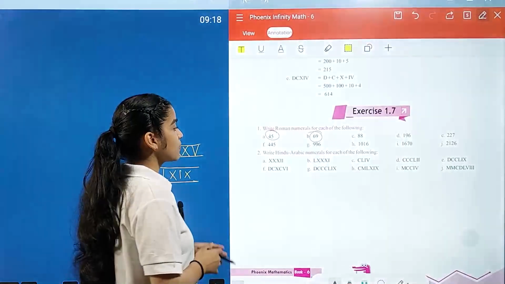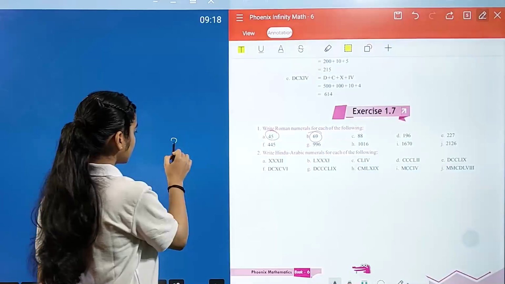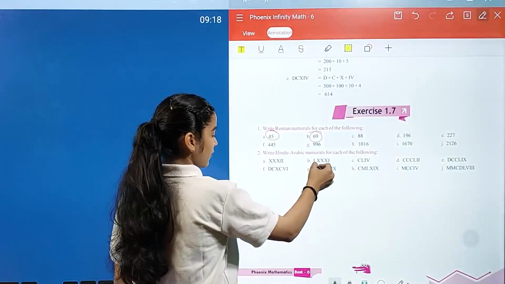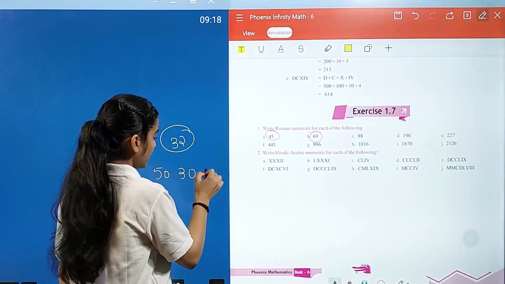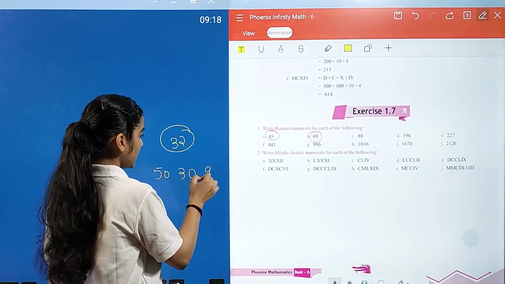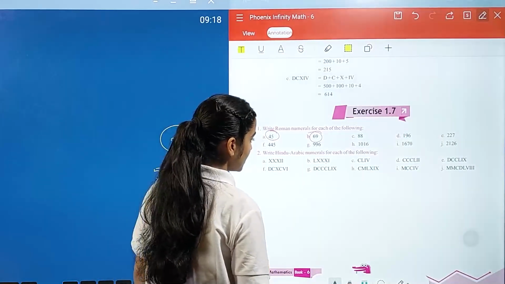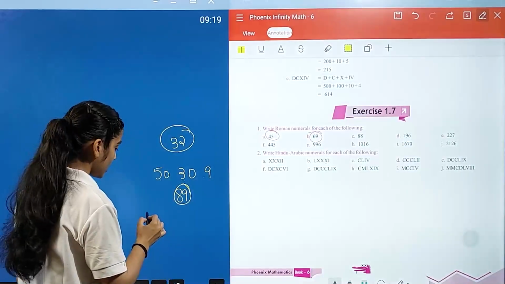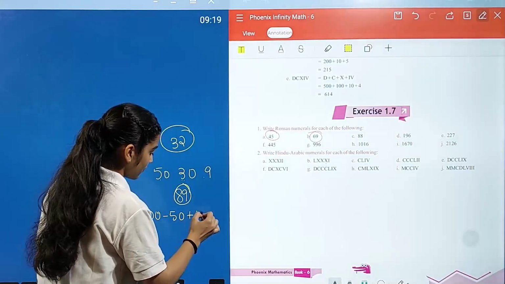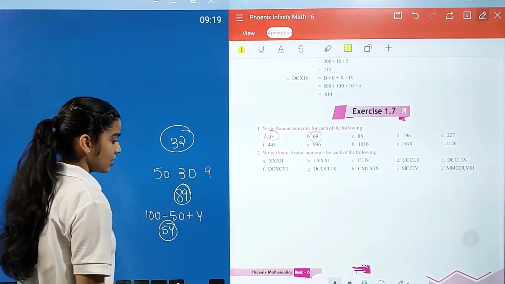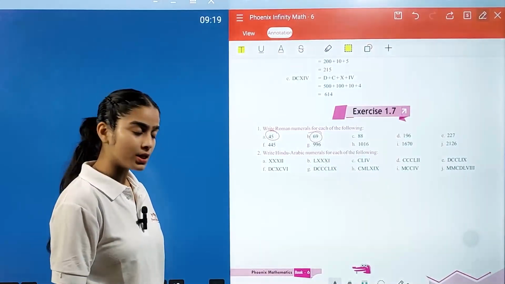Now write Hindu Arabic numerals for each of the following. So here we have 10, 10, 10, which is 30, 30 plus 2, 32. L means 50, XXX is 30, and IX is 9. So 50, 30, 80, 80 plus 9, 89 is your answer. After this we have CLIV. So C means 100 minus 50 plus 4. 54 is your answer. In the same way you have to do the rest of the questions in question number 2. You just have to write the Hindu Arabic numerals.